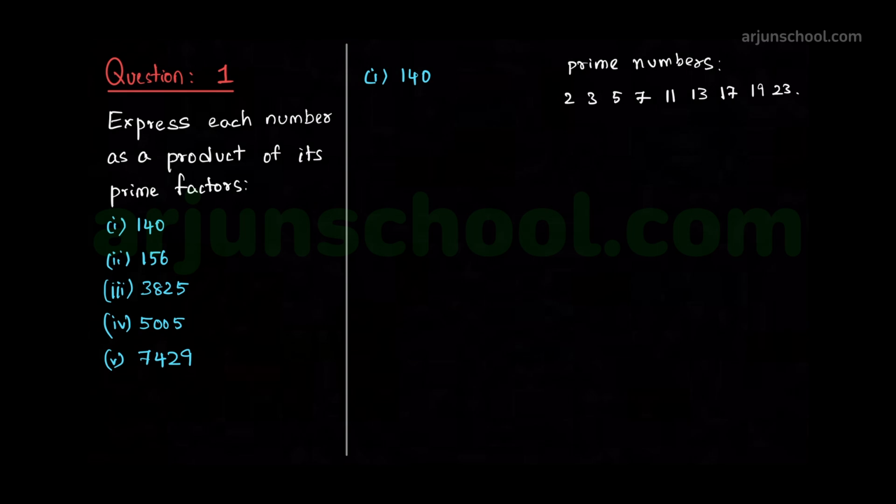Check divisibility by 2. 140 is an even number. Therefore, it is divisible by 2, which is a prime number. Divide 140 by 2. 140 divided by 2 is 70. Now we have 70. This is also even. So, again it is divisible by 2. Divide 70 by 2. 70 divided by 2 is 35.